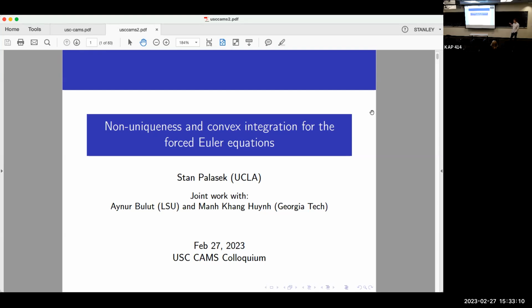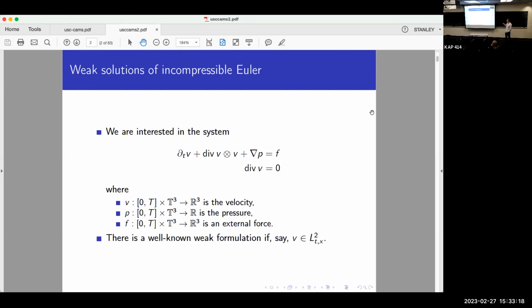So today I'll be talking about the Euler equations and convex integration techniques that I was working on jointly with Aynur Bulut, who's at LSU, and Huynh, who's at Georgia Tech. Let me just introduce the system that we're considering. These are the incompressible Euler equations with a force. So there's some external force. As usual, our unknowns are the velocity and the pressure.